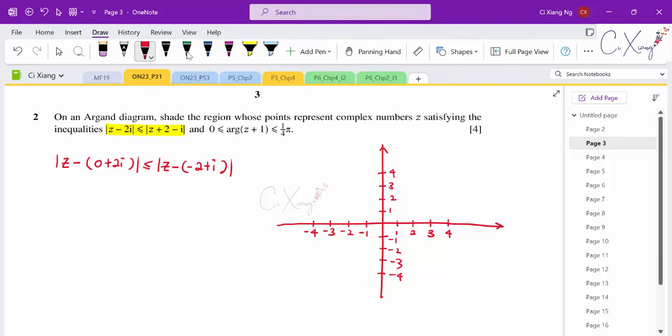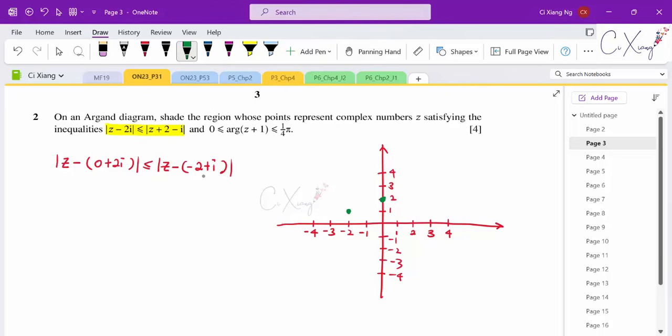First of all, we are going to plot the point 0 plus 2i. So where is 0 plus 2i? 0 is x equals 0, and plus 2i means y equals 2, the imaginary axis equals 2. So this is the point I have for 0 plus 2i. After that, I need to plot negative 2 plus i, which means you plot the point negative 2 and 1.